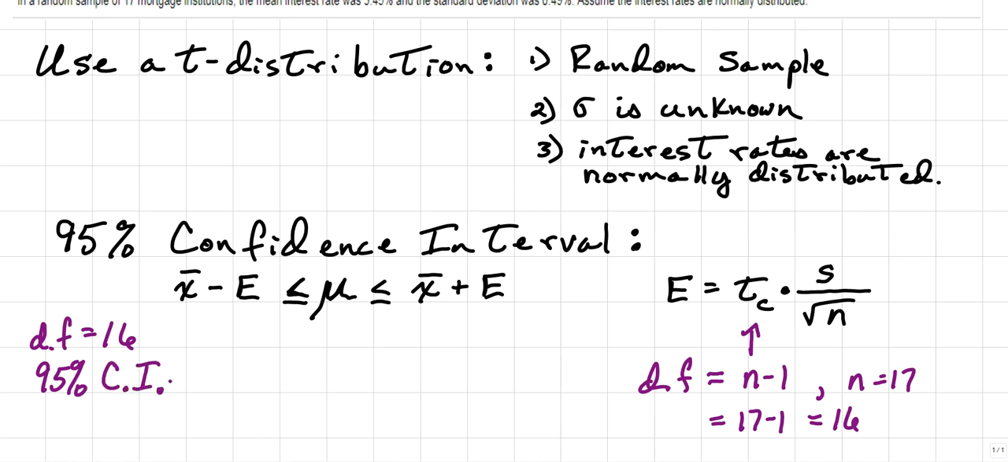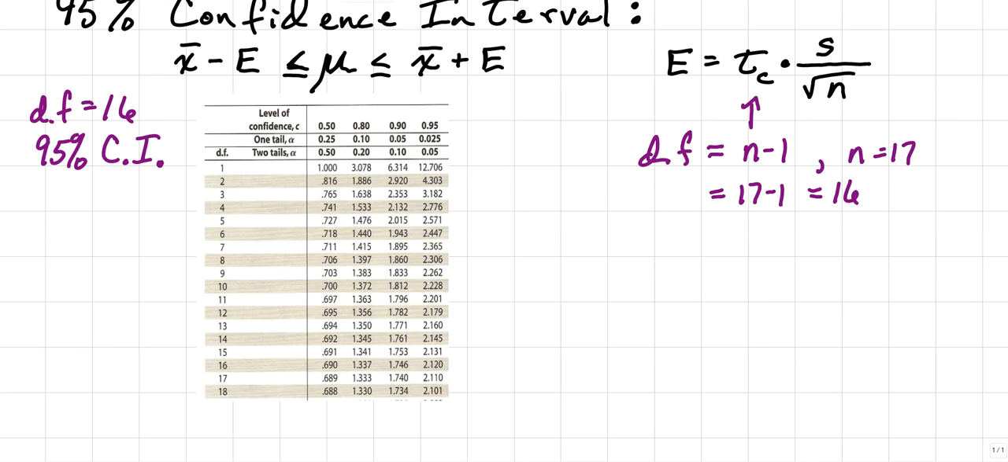This table is contained in the textbook. It is table 5 in the appendices that contain all the tables. So we go ahead and we find degrees of freedom in the table, which as we said is 16. We go ahead and find the level of confidence, which will be across the top. That's going to be 95%. And then we find out where the row and the column intersect, which will be at 2.120. So that's going to be the value that we're going to use for t sub c.